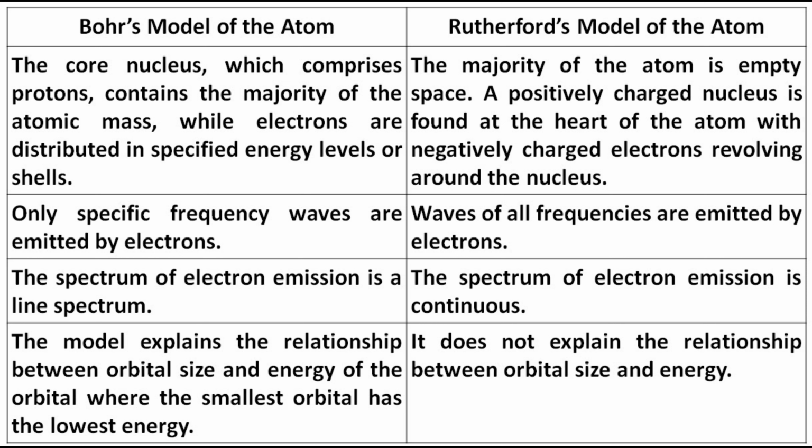Only specific frequency waves are emitted by electrons in Bohr's model of the atom, whereas waves of all frequencies are emitted by electrons in Rutherford's model of the atom. The spectrum of electron emission is a line spectrum in Bohr's model of the atom, and the spectrum of electron emission is continuous in Rutherford's model of the atom. Bohr's model of the atom explains the relationship between orbital size and energy of the orbital, where the smallest orbital has the lowest energy, whereas Rutherford's model of the atom does not explain the relationship between orbital size and energy.